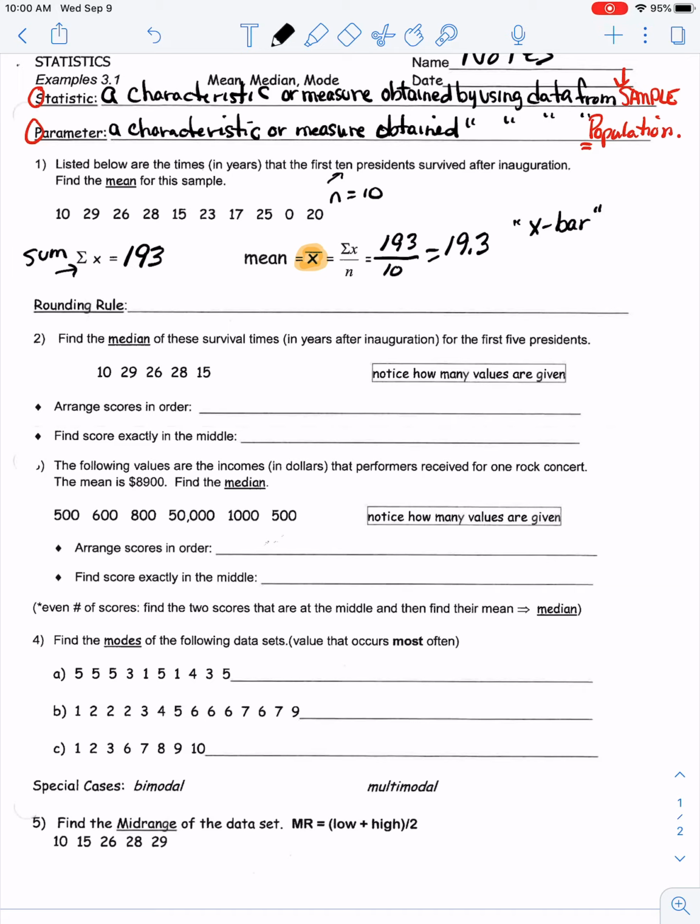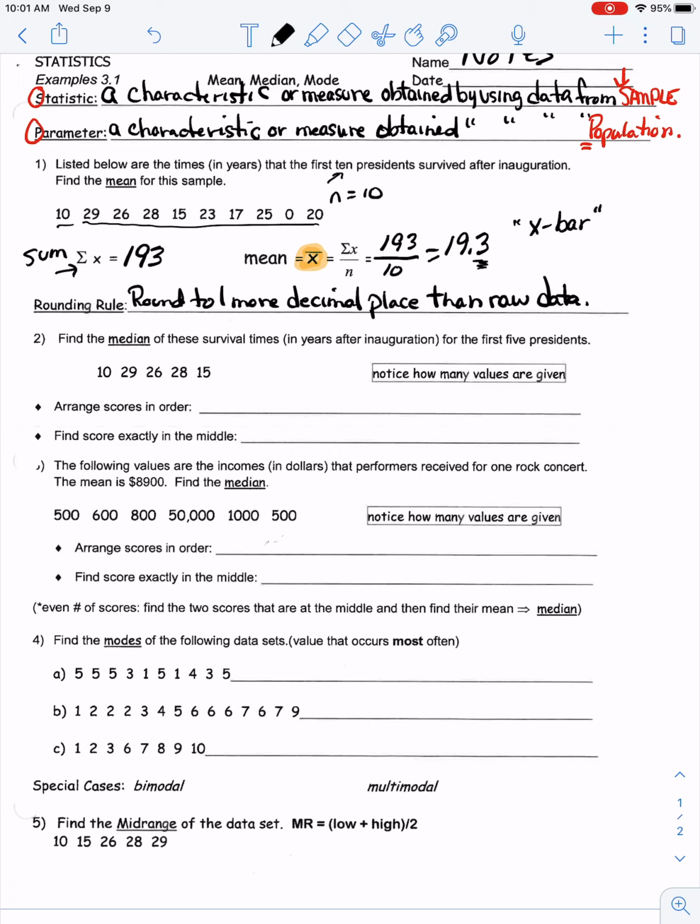Okay, rounding rule. Okay, we don't want to round things until all the way done with a calculation, but we're always going to say to round to one more decimal place than your actual data or your raw data. So like in the previous example, all of our numbers were whole numbers up here. So I rounded to 10th place. So it was one place past that original data.